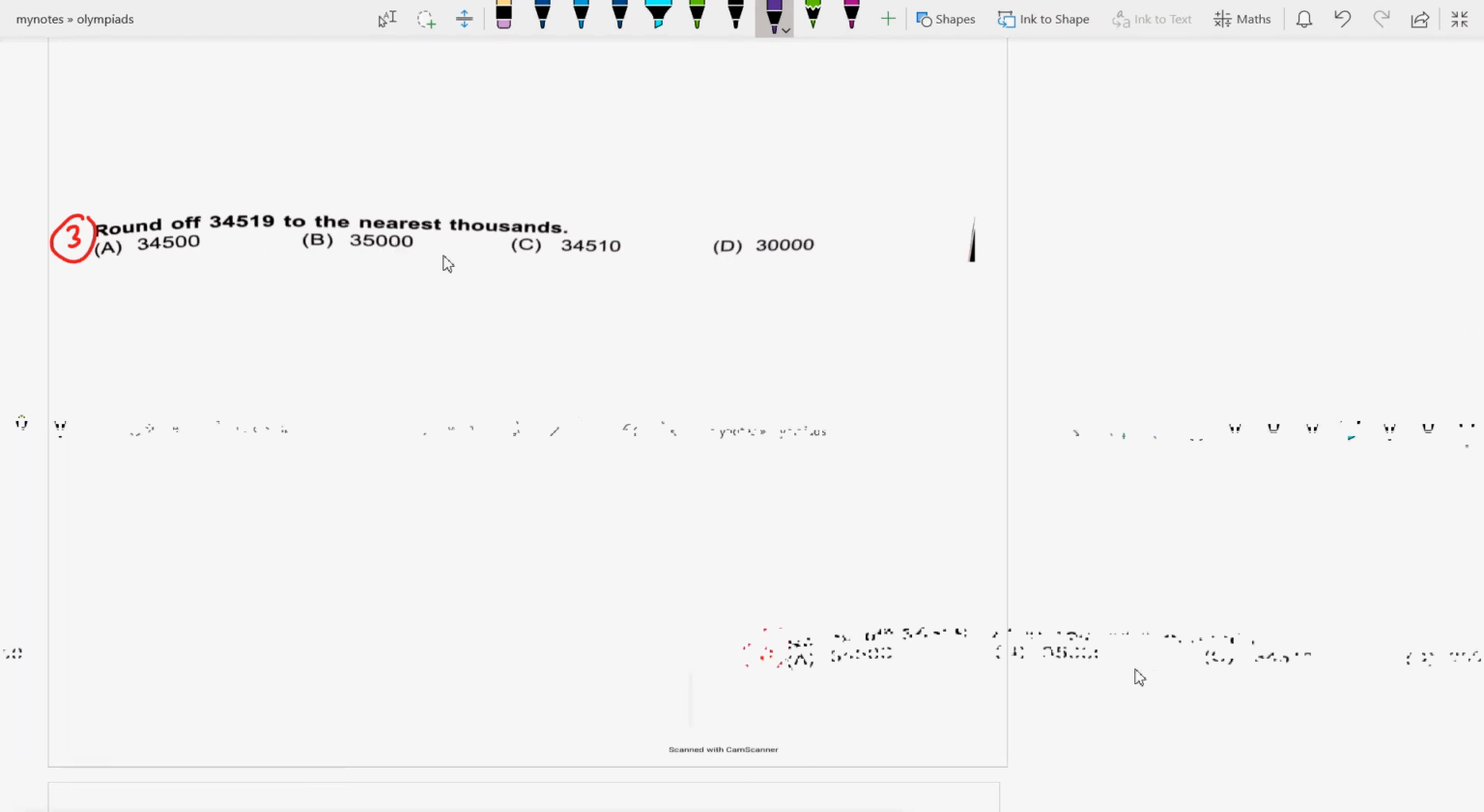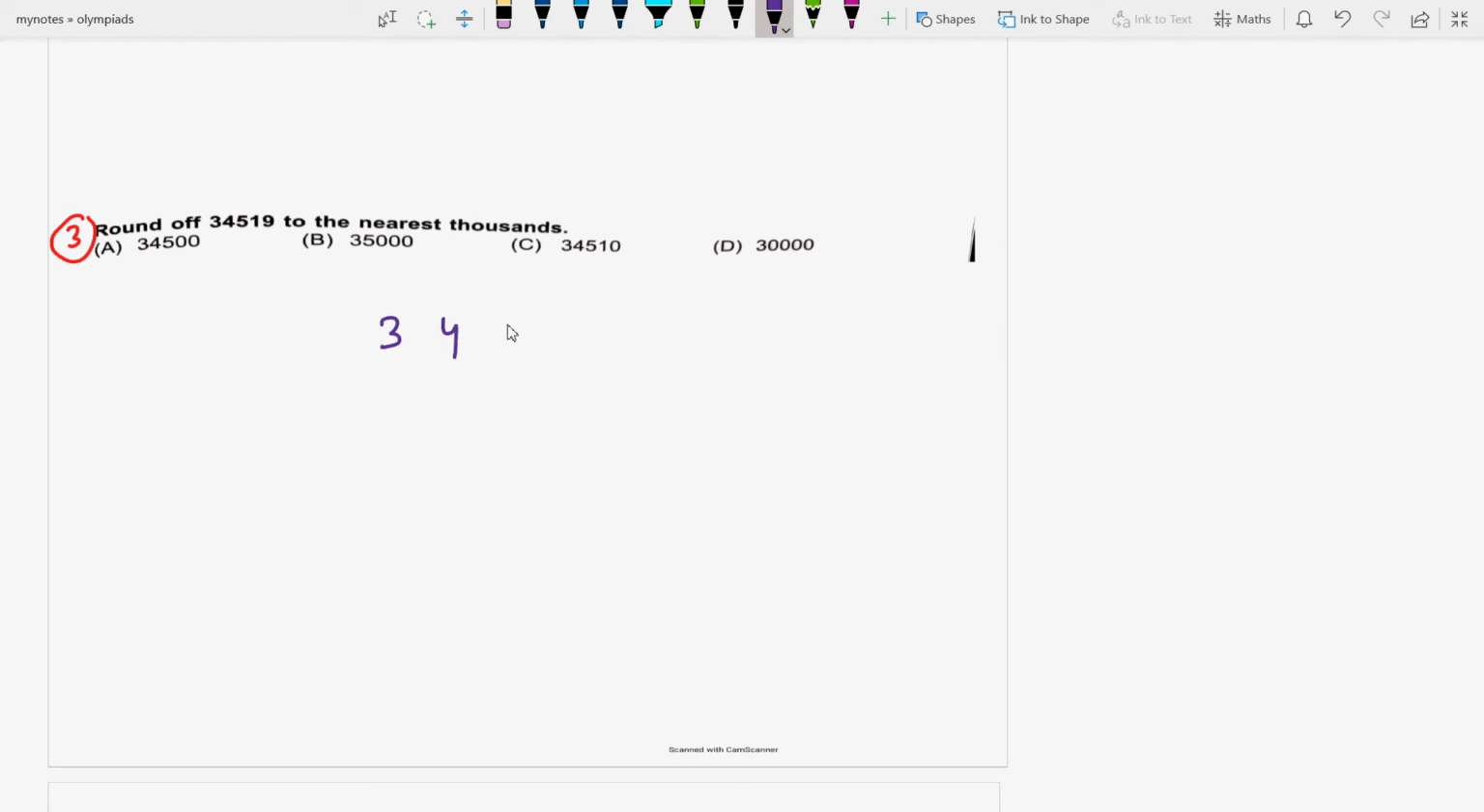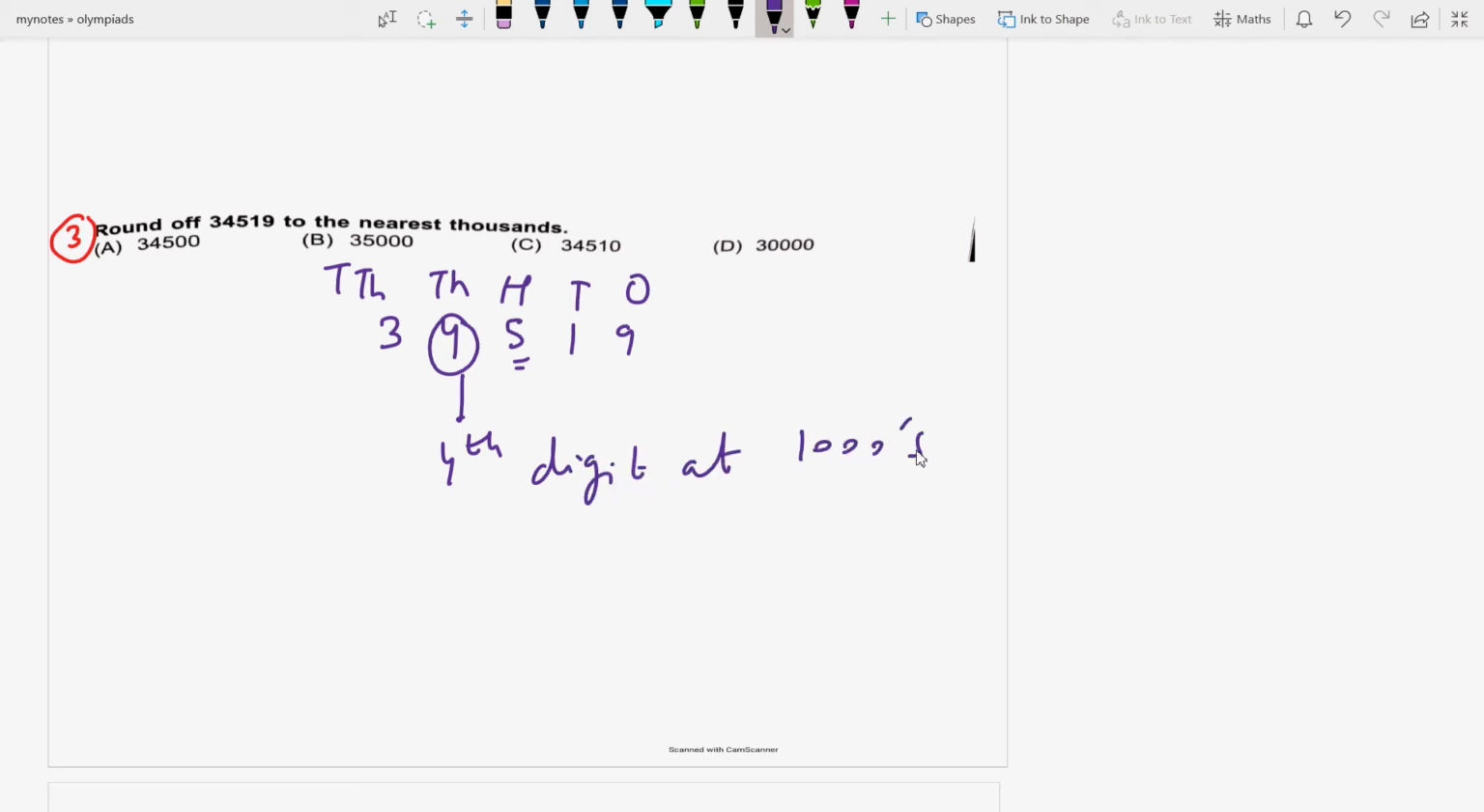Okay, next question: round off 34519 to the nearest thousands. See, the digit at the hundreds place is what? 34519: ones, tens, hundreds, thousands, 10,000s. Now to the nearest thousand it is asked. Then in 4519, the digit at the hundreds place is 5. So we have to round off this fourth digit at the thousands place, so it will come out to be as what?